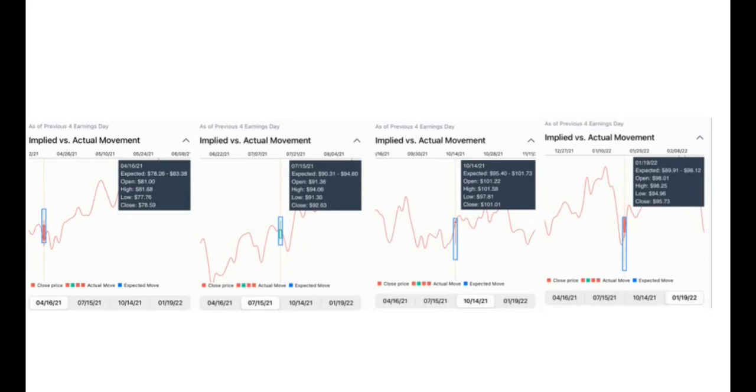And to see how accurate the market expectation is, our app provided the historical data that overlays the implied versus actual move. During the last 4 earnings, the actual moves all landed within the expected move, which gave me a higher conviction to place a direction-neutral bet.